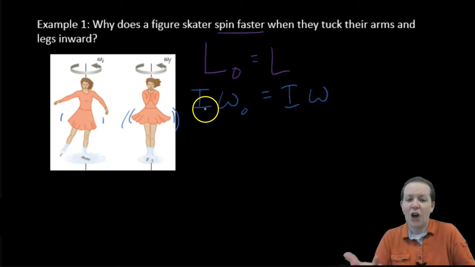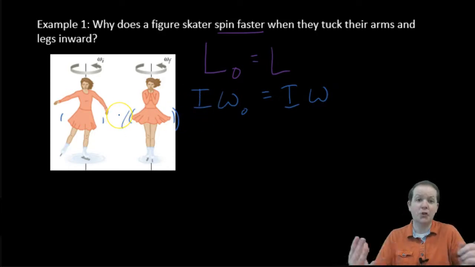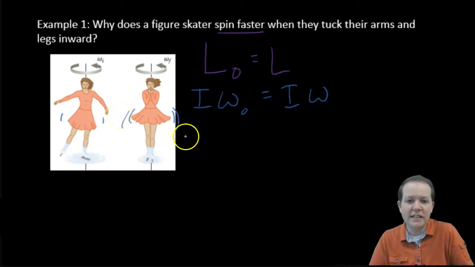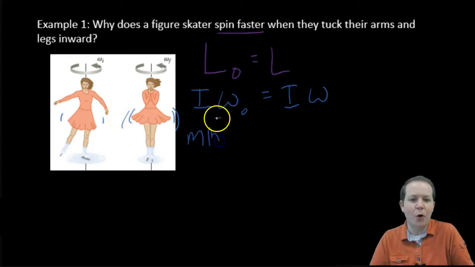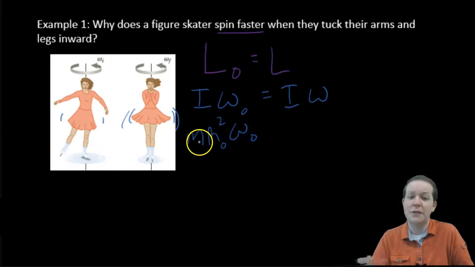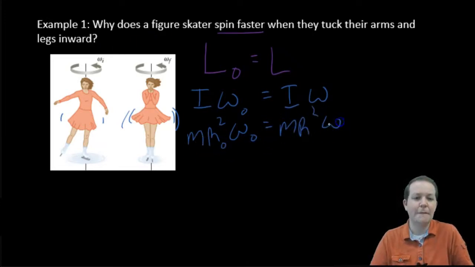Now, I don't frankly know what the rotational inertia of a person is. It's kind of complicated, but it's always some version of mr squared. So we have mr squared times omega naught, the initial value. The mass of the skater is not going to change, so that equals mr squared times the final omega.